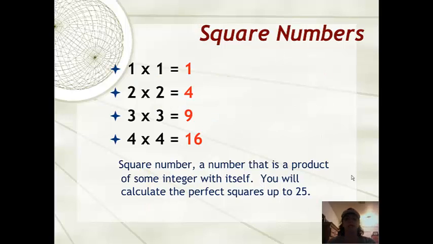Another way we can write a square number is writing it out. And that means the number that is a product of some integer with itself. You will calculate the perfect squares up to 25 tomorrow in class.